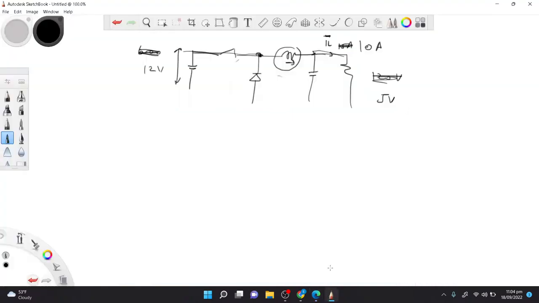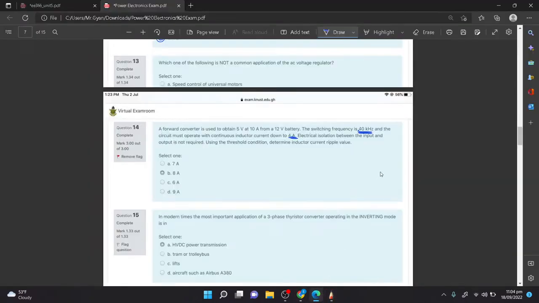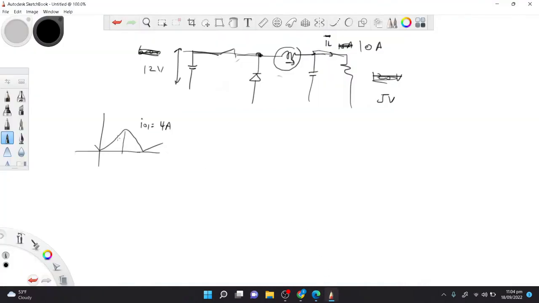So we know that we can reduce it till we get to some threshold. So they're giving us a threshold current. At threshold, they say the current, let me call it I01, is equal to 4 amps. Isolation between input and output is not required, so no isolation. Using the threshold condition, determine the inductor current ripple value. So at the threshold, we know that this value represents the delta IL, right? Yes, this value here.